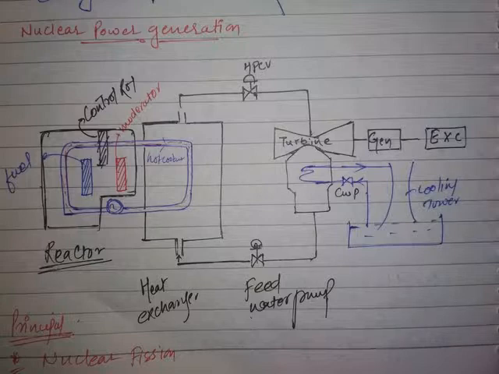The layout given is a PWR layout. If you see the boiling water reactor layout, no need to draw this one, just understand it. Here, there is no heat exchanger. Without the heat exchanger, water will be sent to this, and from this water will be sent to this.